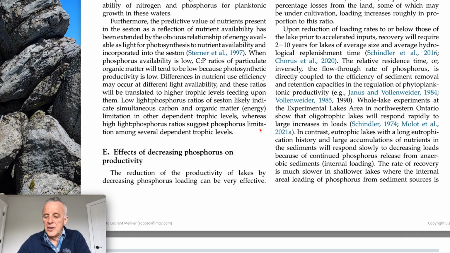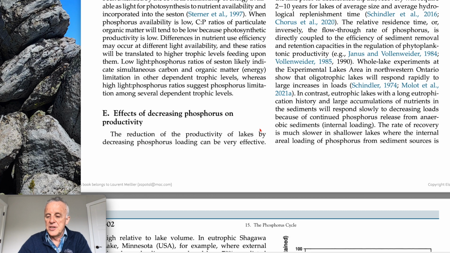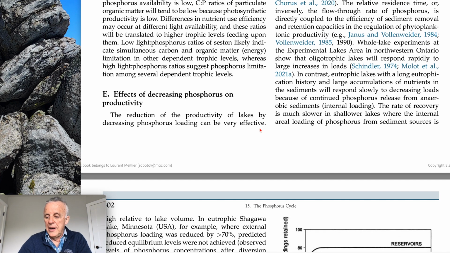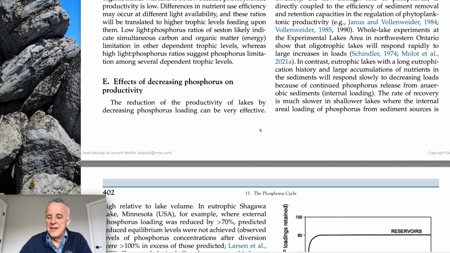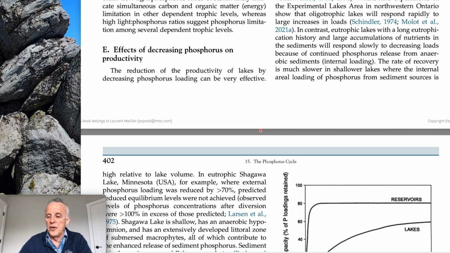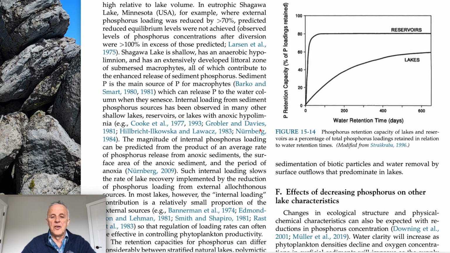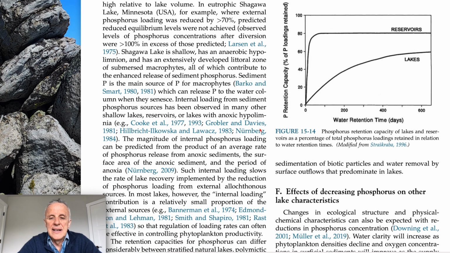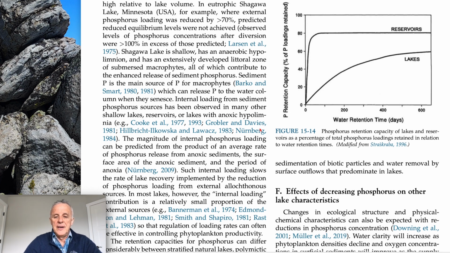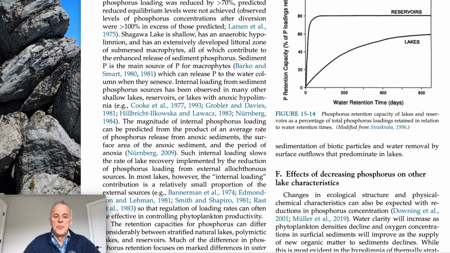The rate of recovery is much slower in shallow lakes, where the areal internal loading of phosphorus from sediment sources is high relative to lake volume. In eutrophic Shagawa Lake, for example, where external phosphorus loading was reduced by greater than 70%, predicted reduced equilibrium levels were not achieved.